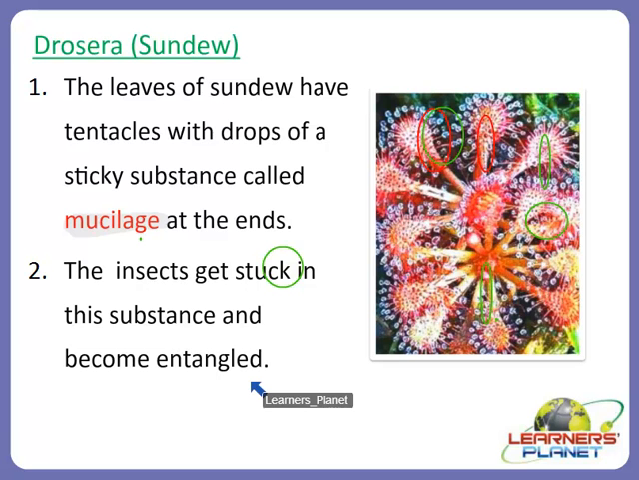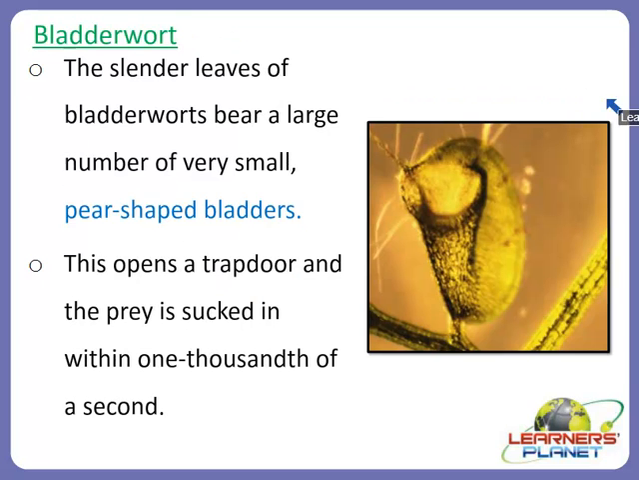And that is why this helpless insect gets digested finally by Drosera, that is sundew. So this was about our third example. Let us move on to the other example. The other example is the bladderwort.